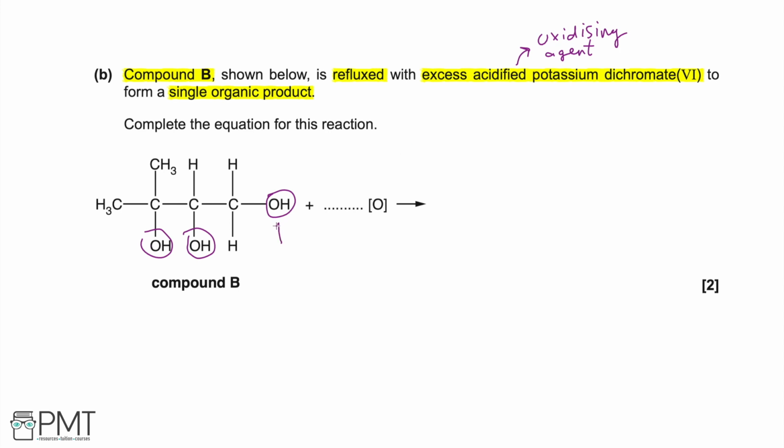So this OH here, it's bonded to a carbon, which is bonded to just one other carbon, making this a primary alcohol. And when we oxidize primary alcohols fully under reflux with excess oxidizing agent, it's going to become a carboxylic acid. Our second alcohol here is bonded to a carbon, which is bonded to 2 carbons, making it a secondary alcohol. And secondary alcohols can only be oxidized as far as ketones.